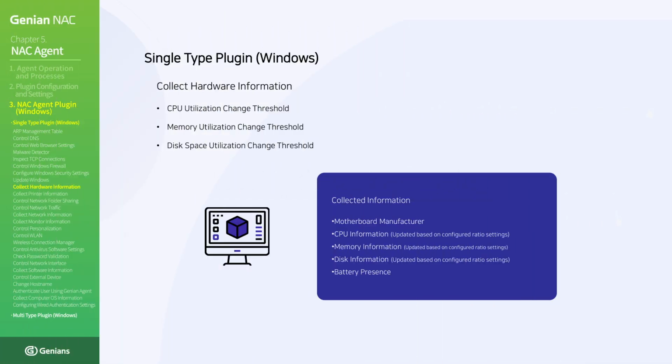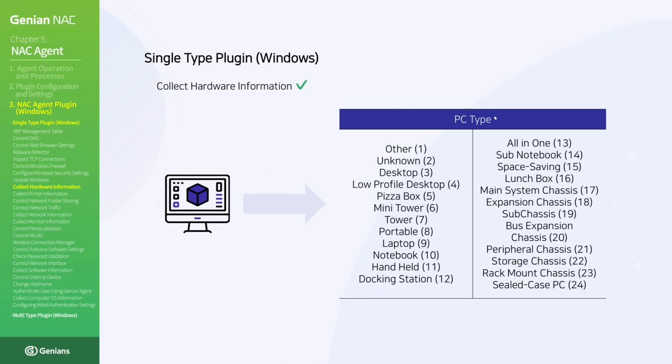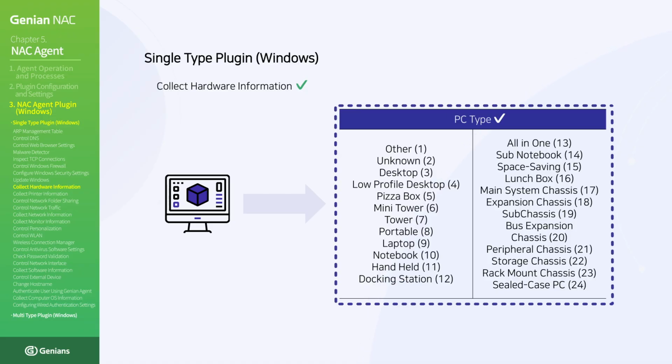The Collect Hardware Information plugin collects details about the motherboard manufacturer, CPU, memory, disk, battery presence, and PC type. For CPU, memory, and disk, it transmits updated information based on the configured minimum update ratio. The PC type information collected by the Collect Hardware Information plugin consists of the following 24 categories.